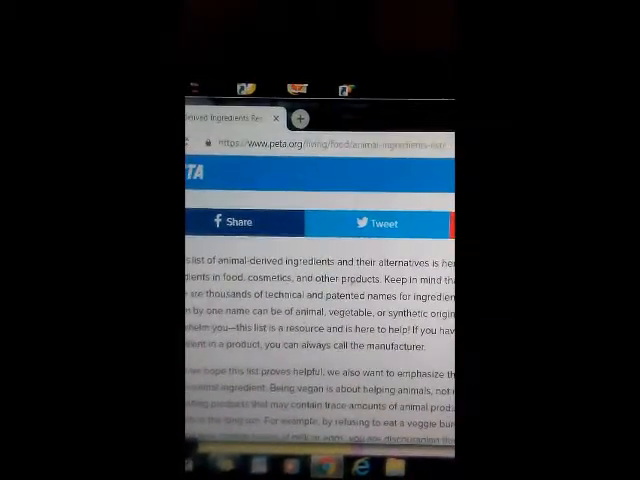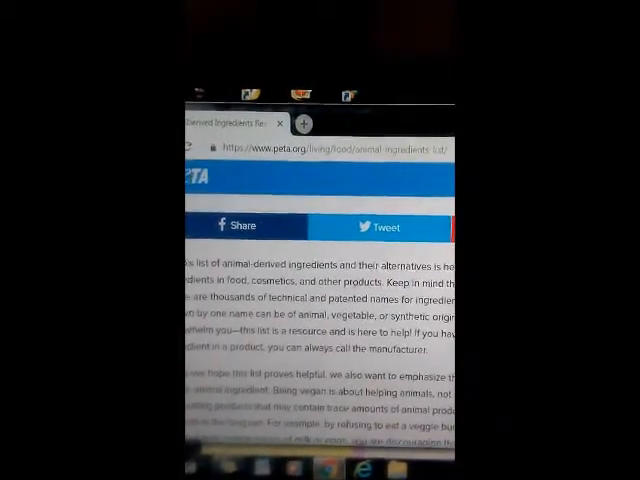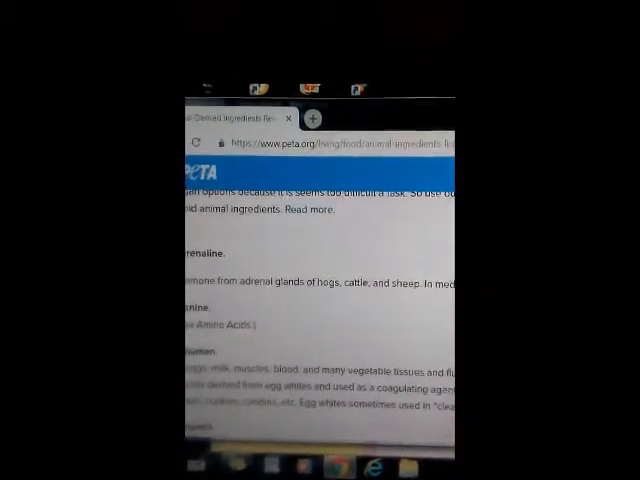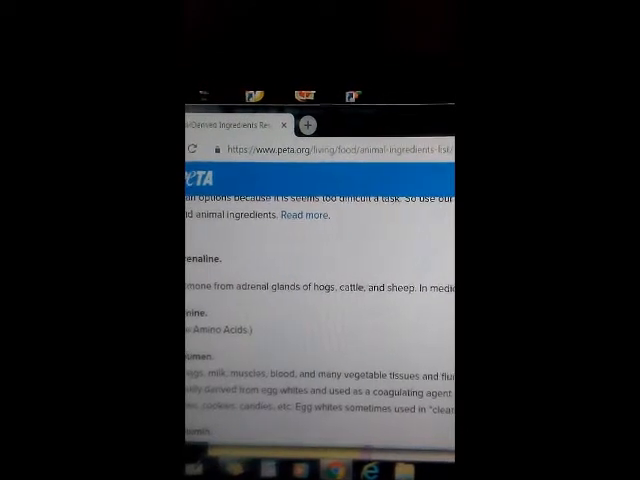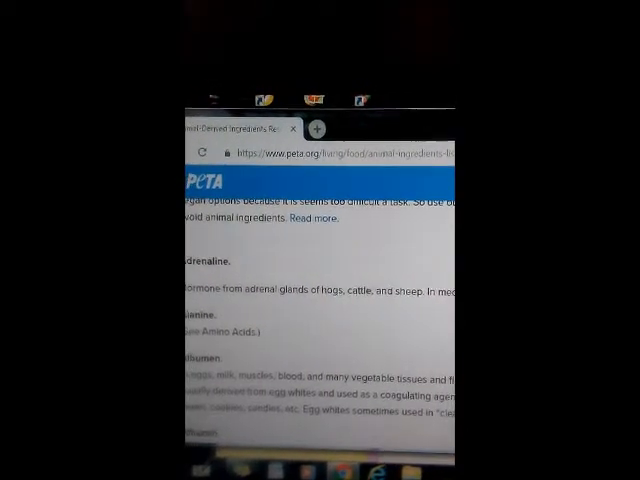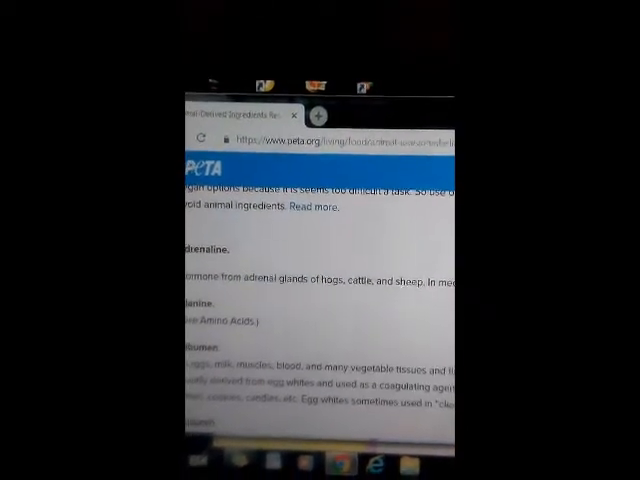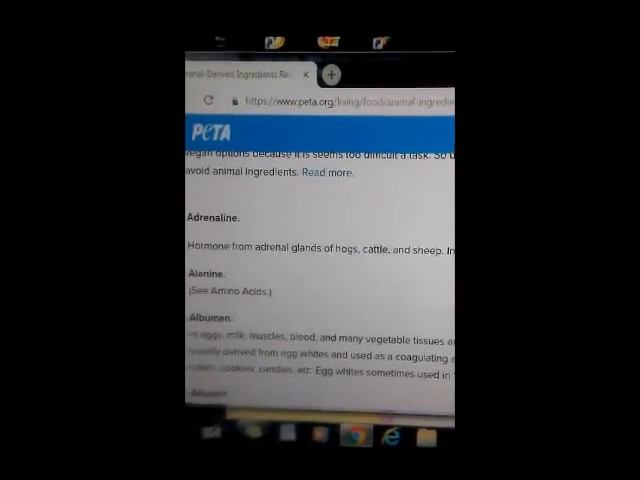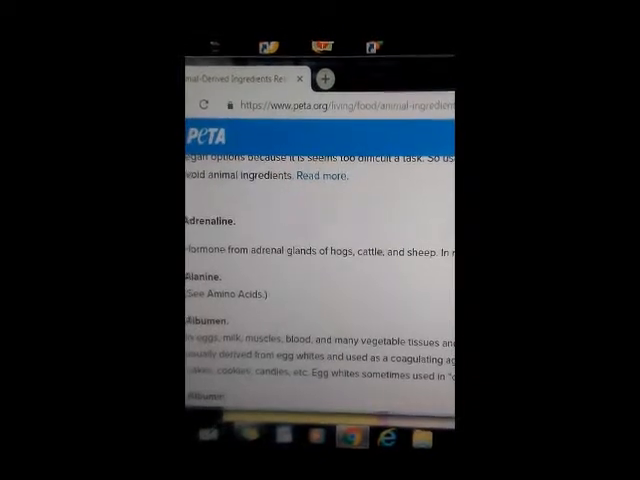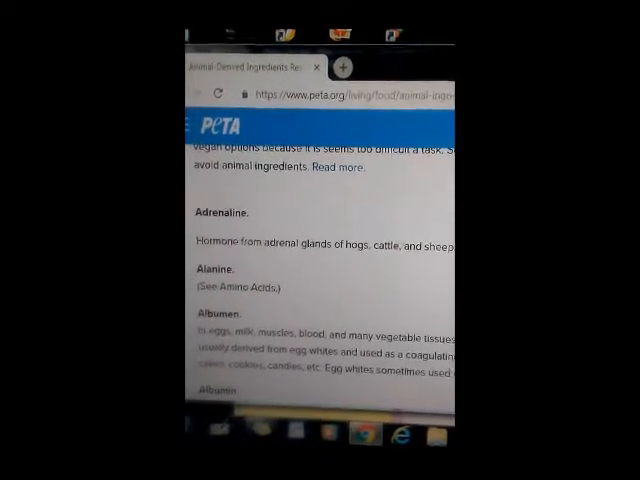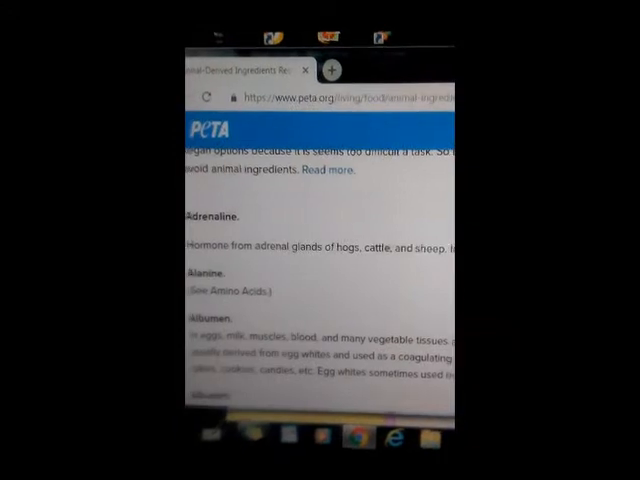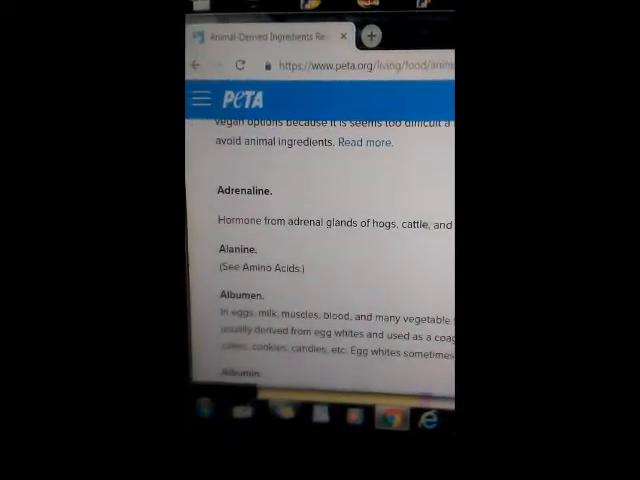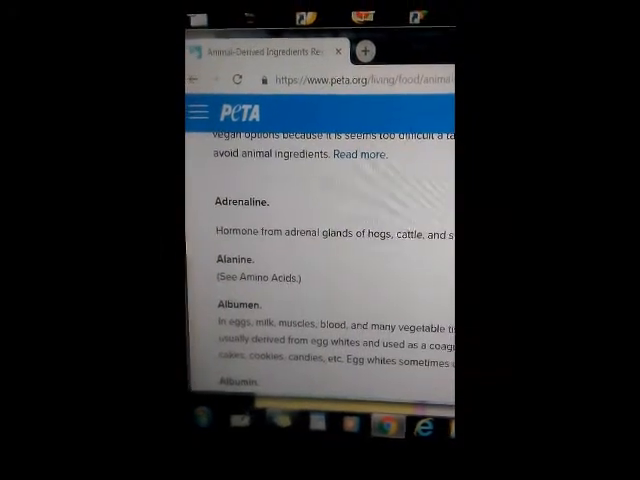Okay, so I'm not going to read all of this, but I'm going to read some names of ingredients that are in food that you may not be aware of. And like I said, I don't go by websites 100% all the time, but you can get resources from many things and have references to back those things up as well. So anyway, there's one, adrenaline. Now this is in alphabetical order.